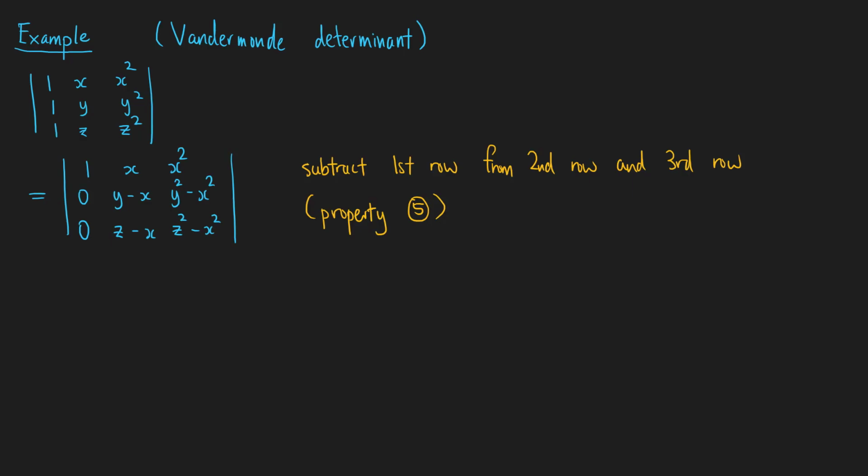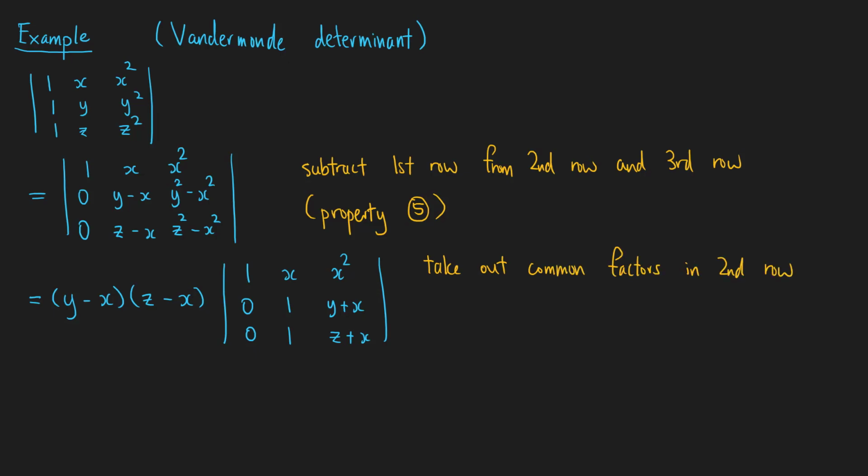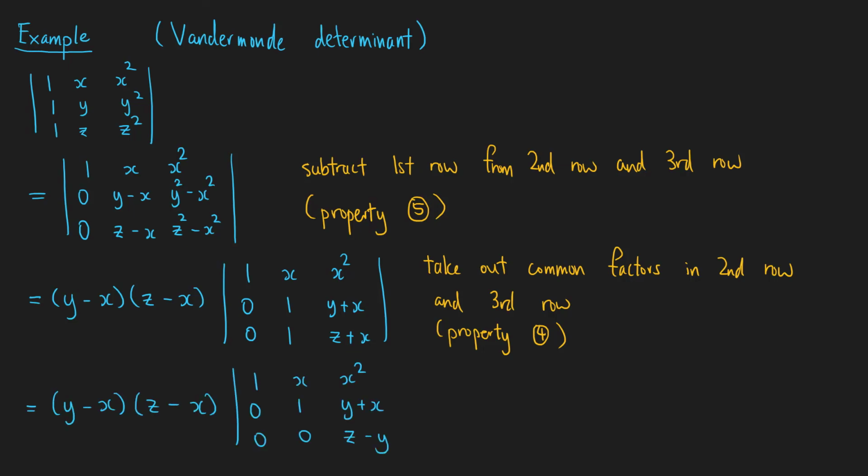Now, we don't expand the determinant along the first column yet, because we see that a common factor can be taken out from the second row and the third row. More precisely, we can take out the common factor y minus x from the second row and z minus x from the third row. And this is possible because of property 4. Now, the second entry in the second row and the third row are both 1, so we subtract the second row from the third row to create an extra 0. And again, the determinant remains unchanged by property 5.